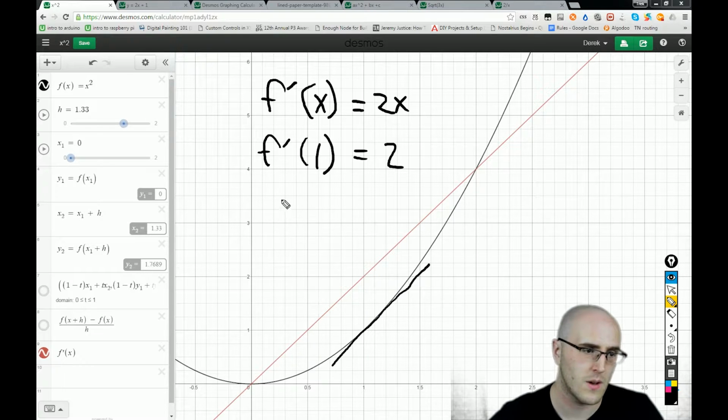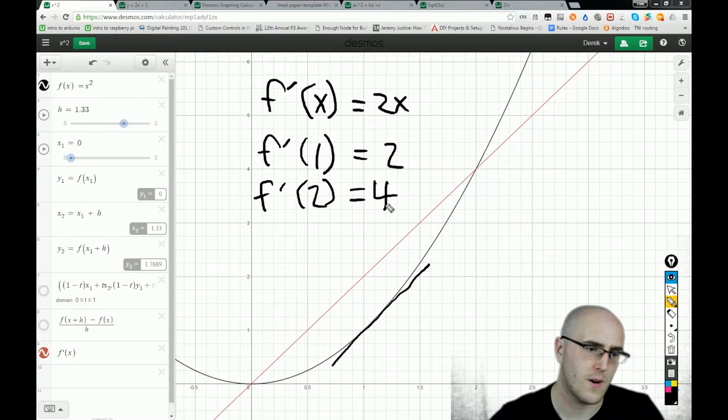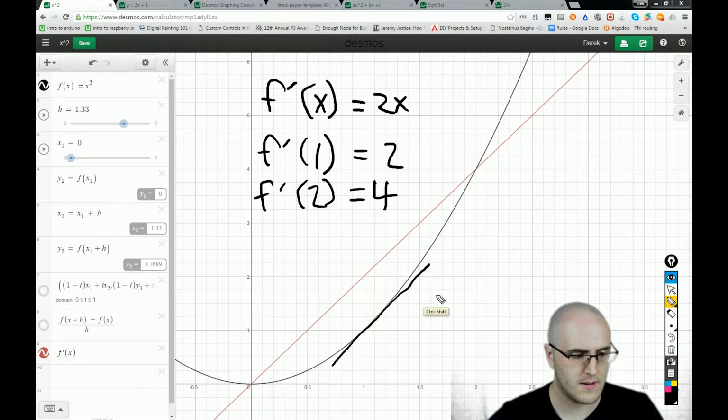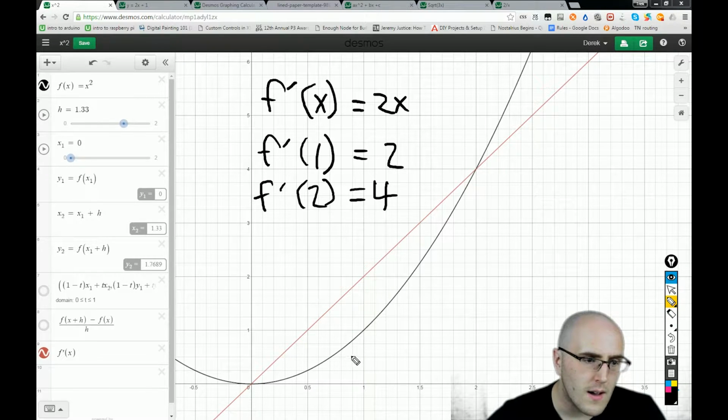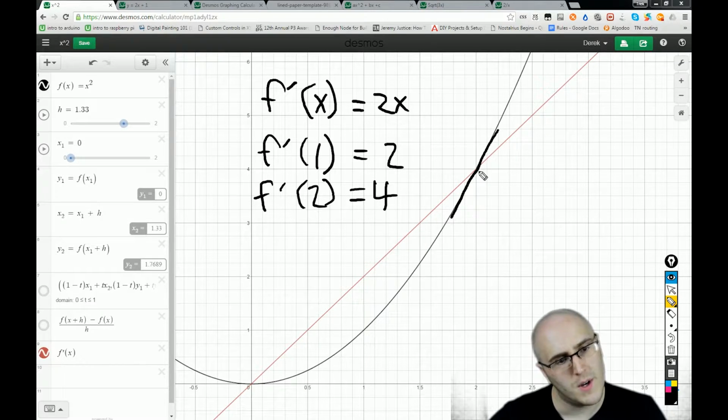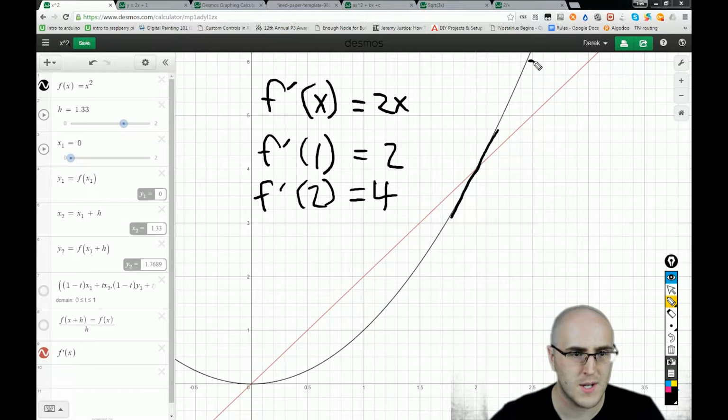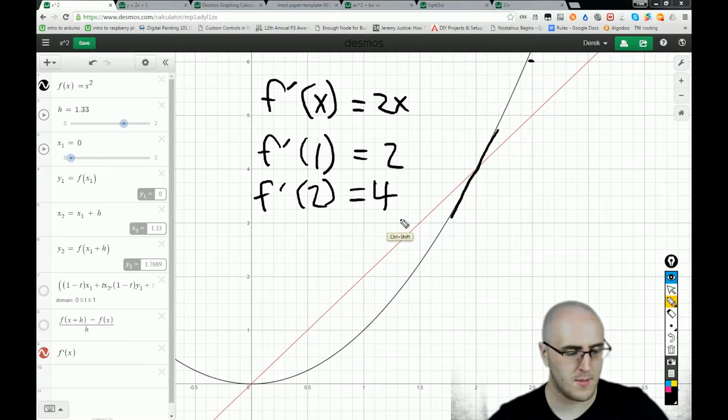Let's try another value. So f prime of 2 is equal to 4. So at f of 2, which is right here, we have this line right here, which looks like it would meet up right around here, which is over 0.5 and up 2, which is the slope of 4. Makes sense? Alright, great. Let's move on to our next example, which is actually a lot more simple.